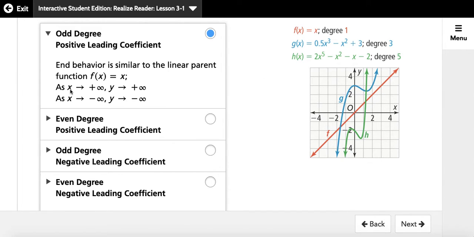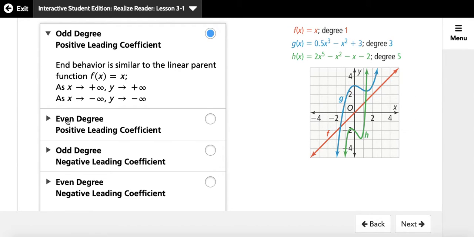And that's what it's written here. As x gets larger, or as x approaches positive infinity, y approaches positive infinity. As x approaches negative infinity, y approaches negative infinity. In other words, as x gets smaller, y is getting smaller. As x gets larger, y is getting larger.